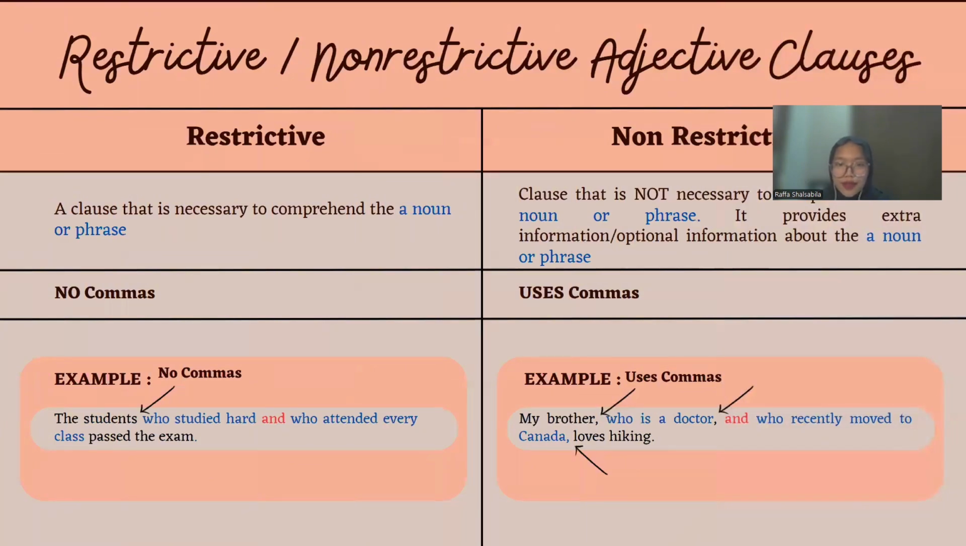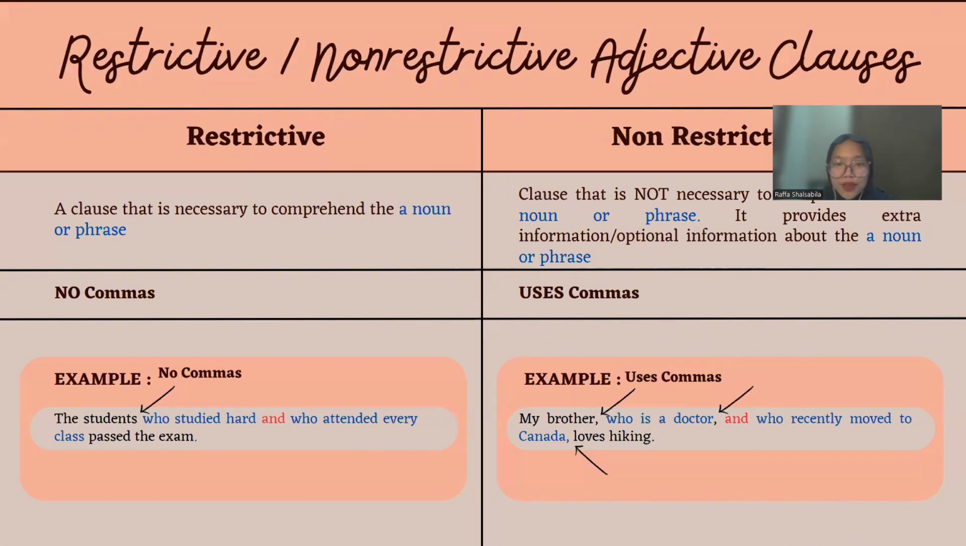Restrictive and non-restrictive. Restrictive: a clause that is necessary to comprehend the noun or phrase. No commas. Restrictive clauses define or limit the meaning of the word they modify and are therefore essential to the meaning of the sentence because they contain essential information. A restrictive element is not set off with commas. If you remove a restrictive element from a sentence, the meaning changes significantly, becoming more general than you intended.